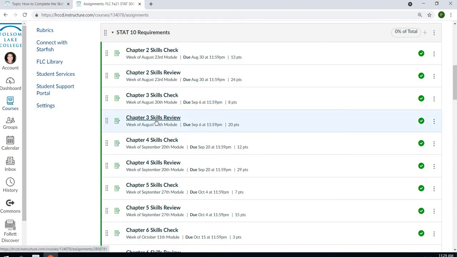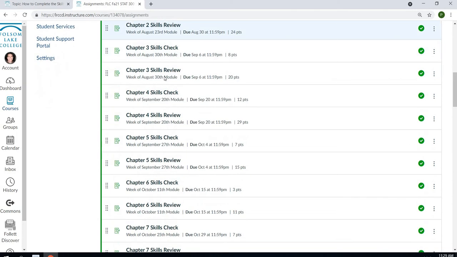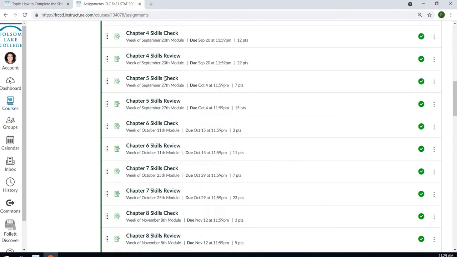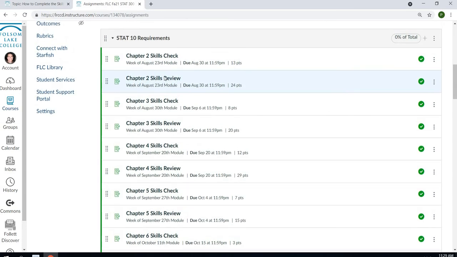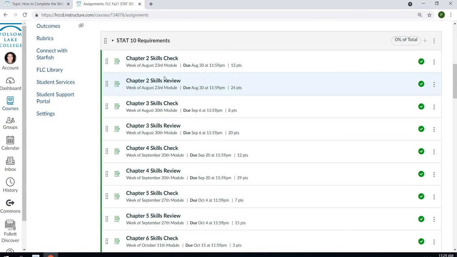The Stat 10 requirements are here in this category, and they consist of skills reviews and skills checks for each of the chapters that we're going to be doing, with the exception of Chapter 1 and Chapter 10. We have one section out of Chapter 10, so there is really no reason to do that. But I don't have one for Chapter 1 either.